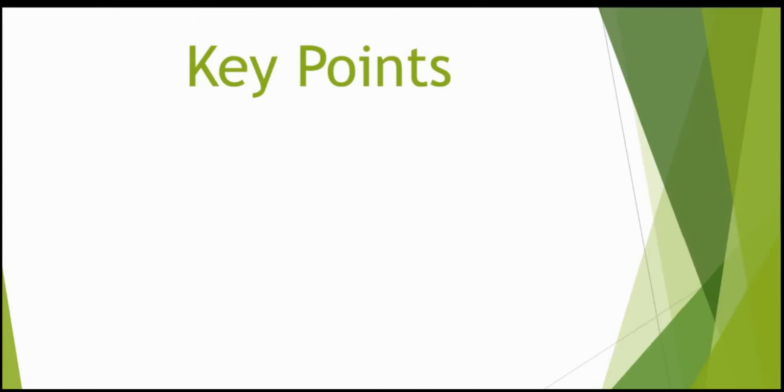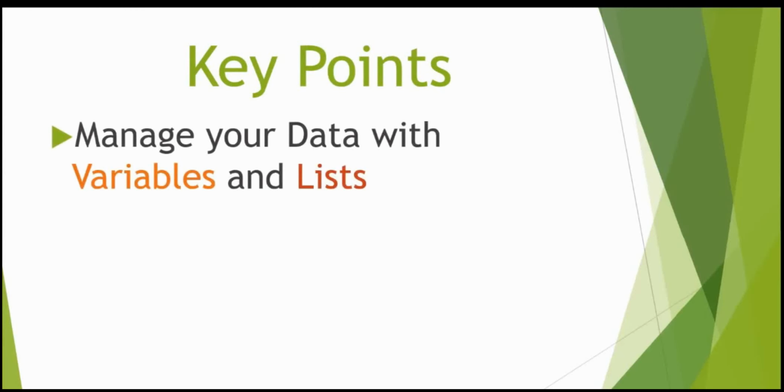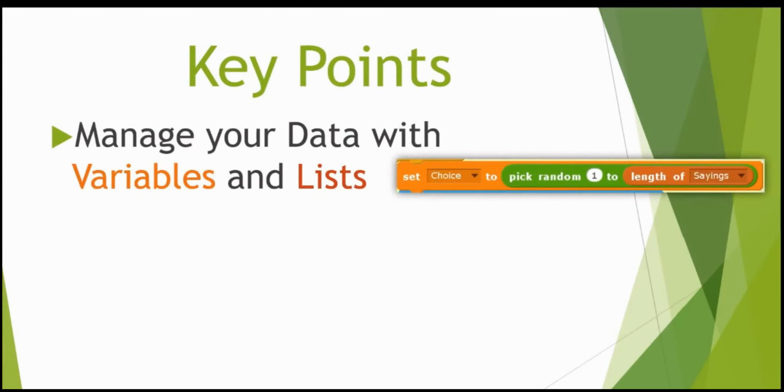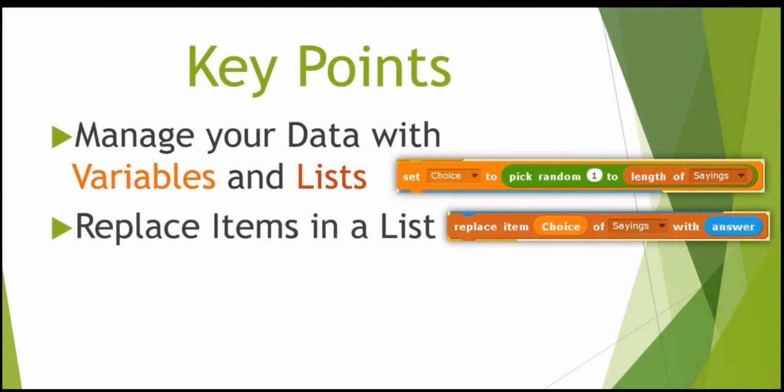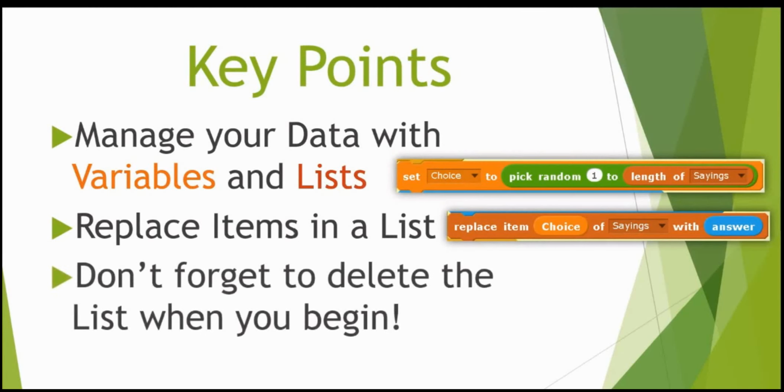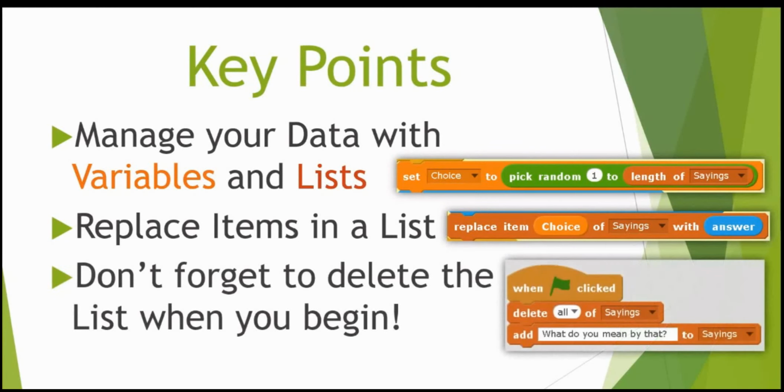So now we have some key points to talk about as well, guys. We've looked at managing the data with our variables and lists. We can set the variable to pick a random number between 1 and the length of sayings. We're able to replace items in a list as well, using replace item choice of the sayings with answer, or we can use the add block as well. One thing to remember though, guys, is to not forget to delete the list when you begin.